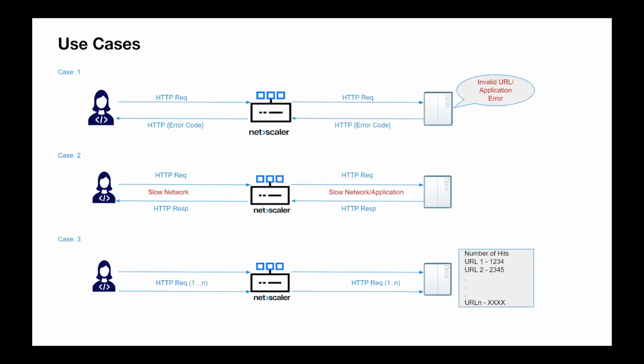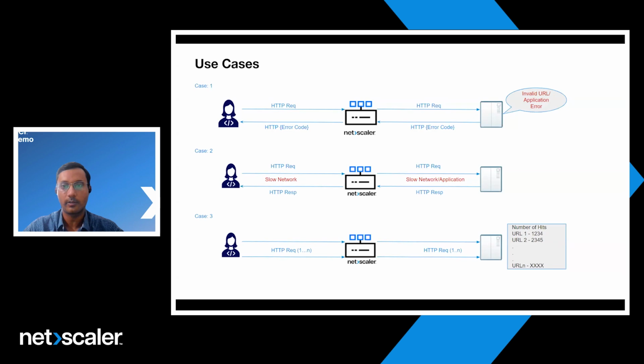There are certain use cases in which you would want to look at these transaction logs in order to identify issues with your application. One is invalid URLs or application errors. If there is any issue with the HTTP request, instead of a 200 response, you can get a 400 or 500 response, which are error codes. You can use the analytics that Elasticsearch offers to identify these issues.